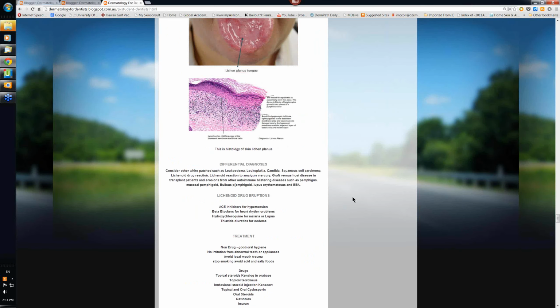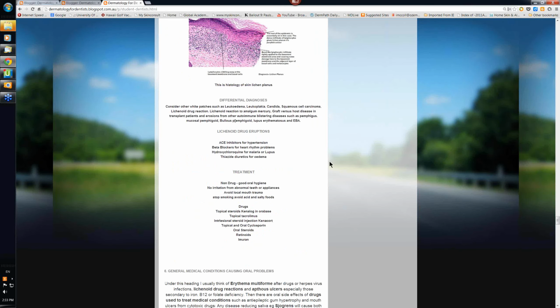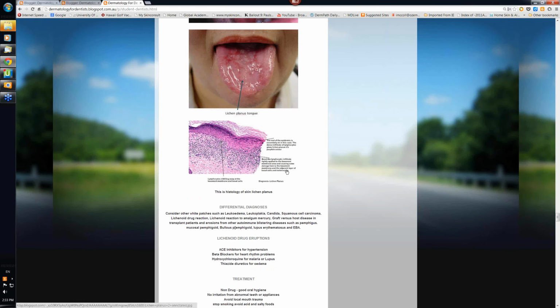Now, let me go down to the drugs, because we've got them here. The major ones to consider are the ACE inhibitors in hypertension, the beta blockers that people have when they've got heart rhythm problems, atrial fibrillation, ventricular ectopics, hydroxychloroquine for malaria, or used in discoid lupus, and thiazide diuretics like Moduretic or Lasix. These are diuretics used in edema. So if a patient's on ACE inhibitors, beta blockers, hydroxychloroquine, or thiazide diuretics, then consider that that may be the cause of their oral lichen planus.